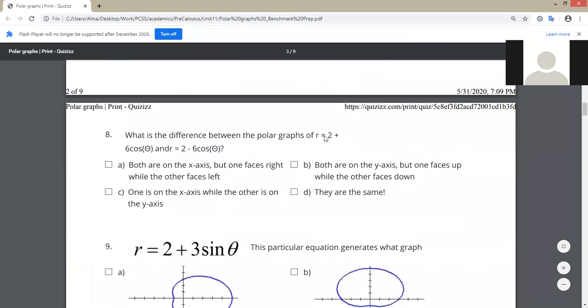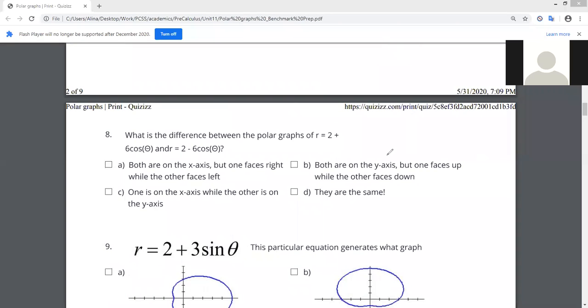What's the difference between the polar graphs of 2 plus 6 cosine theta and 2 minus 6 cosine theta? Let me ask Alina, can you please attempt to answer this question? What do you think? 2 plus 6 cosine and 2 minus 6 cosine, what's the difference? I'm guessing one will be a limaçon with a loop and the other a dimpled limaçon. All right, thank you so much. How about Alicia? What do you think?